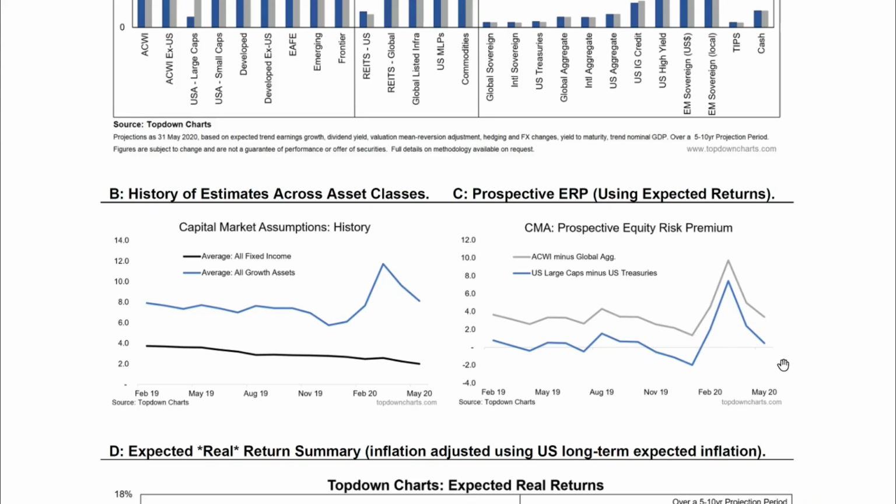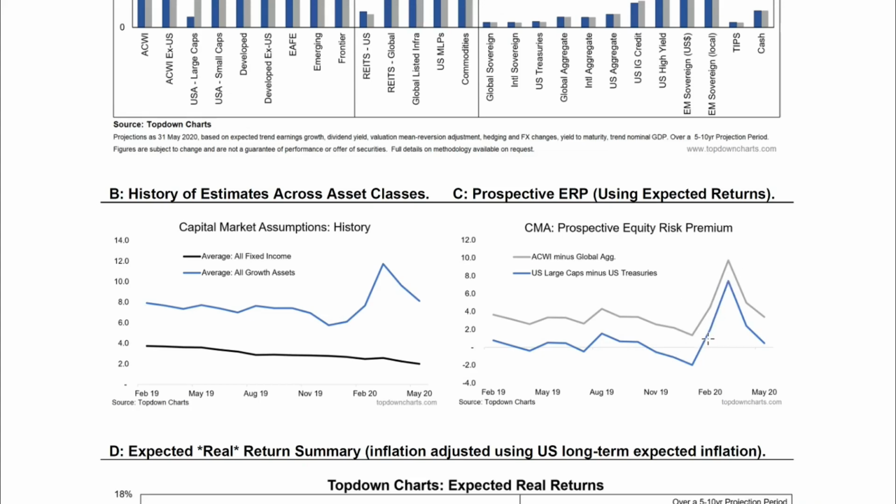And just to really hammer that point home, the one on the right there shows you in the blue line the prospective or forward-looking equity risk premium using the expected returns. That's the difference between the expected return for US large cap equities and US treasuries in the blue line there, and you can see that prospective equity risk premium had actually gone almost to -2. I think that was in January this year, and then went from -2 in January to almost +8 in March.